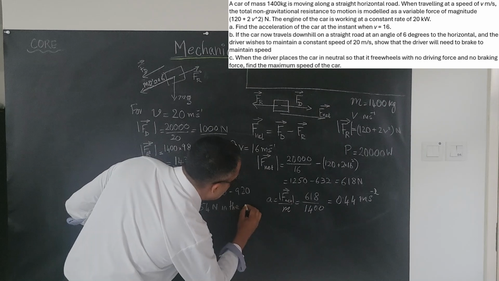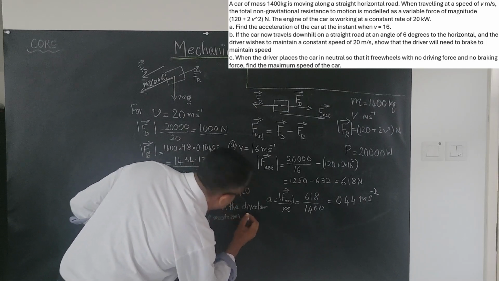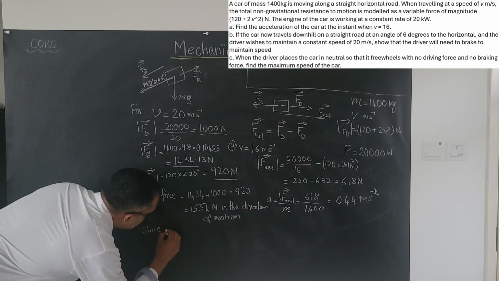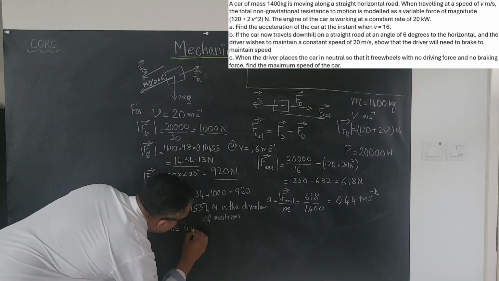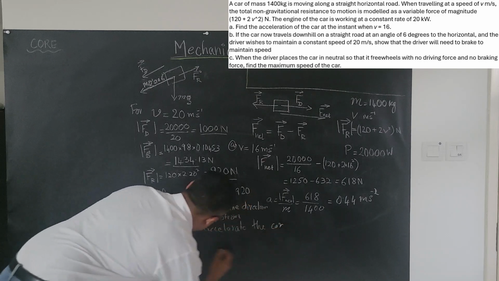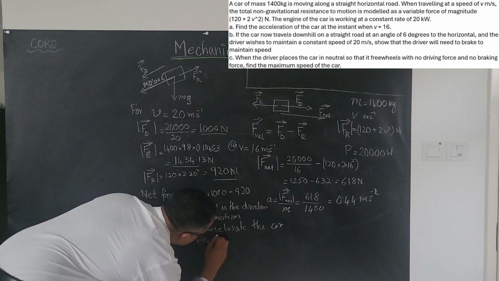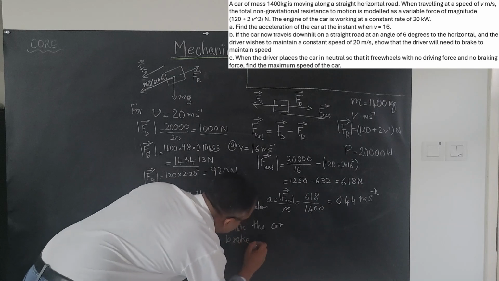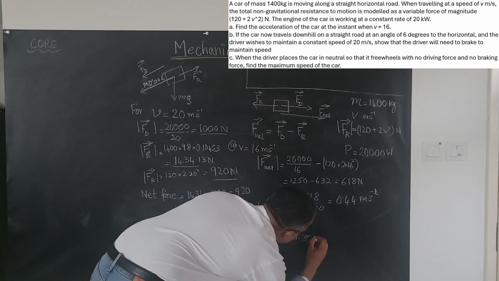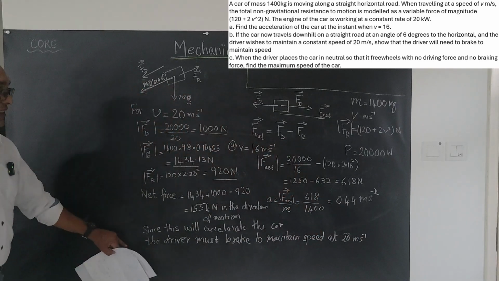in the direction of motion. Okay? Since this will accelerate the car, the driver must brake to maintain speed at 20 meters per second. That is how you would explain this.